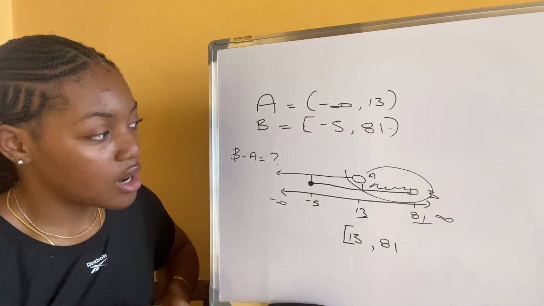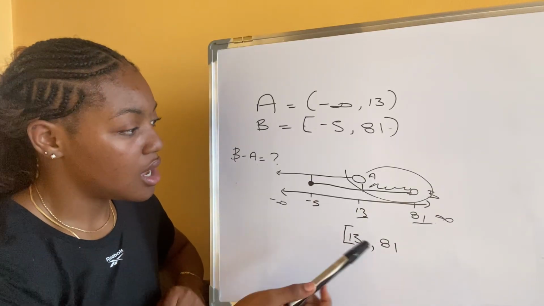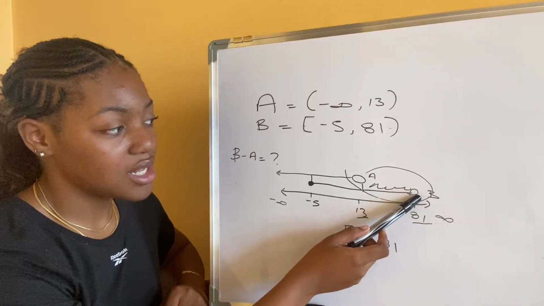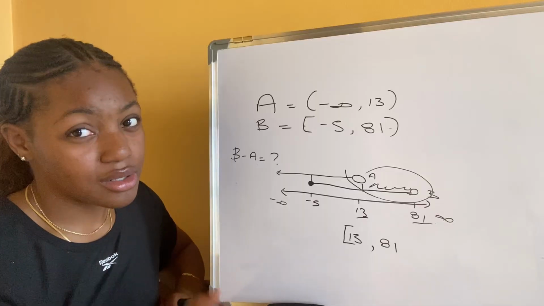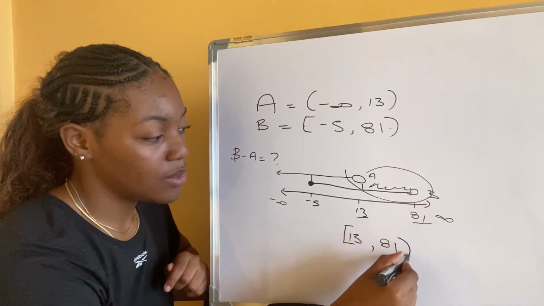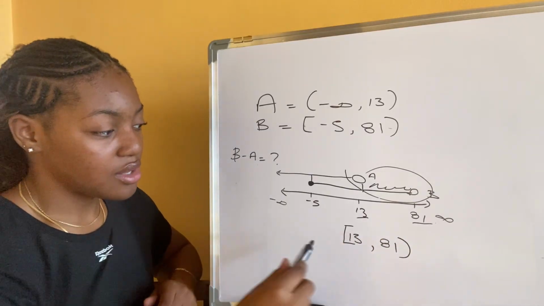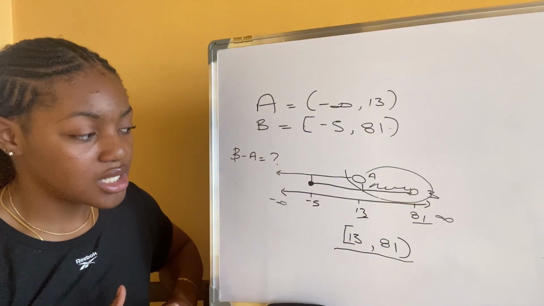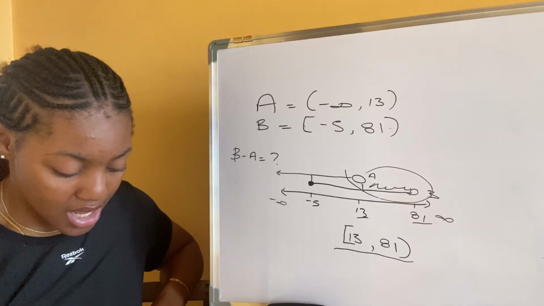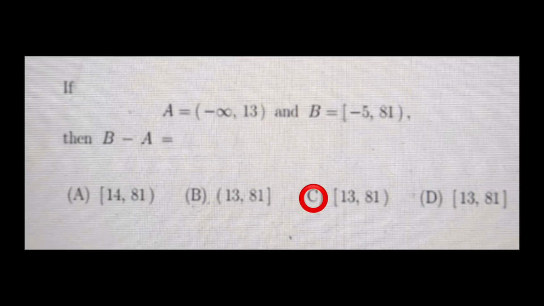Next, for B, we'll have 81, we'll have an open circle right there, and open circle means that it's not included, so we'll have the curved bracket there. So this would be your answer to the question, closed interval bracket 13, 81, open interval bracket. And the option that fits our answer right here is option C.